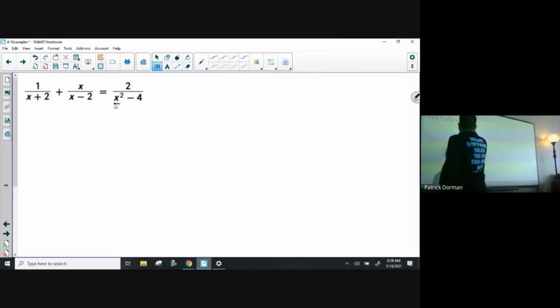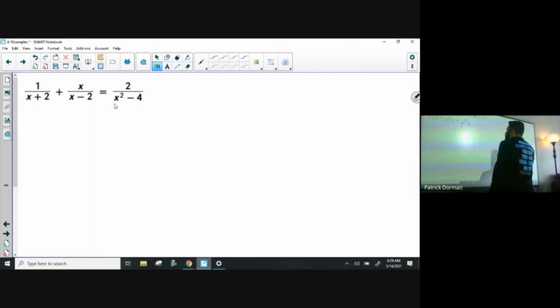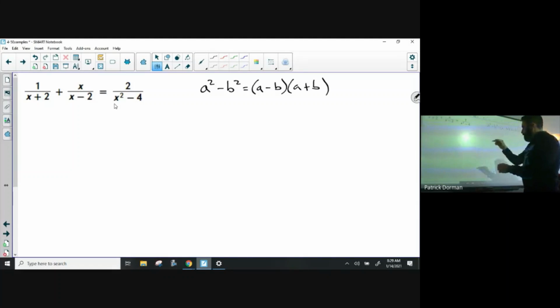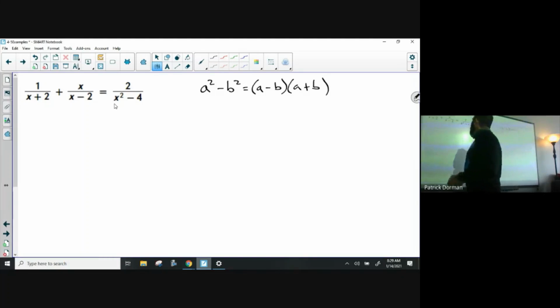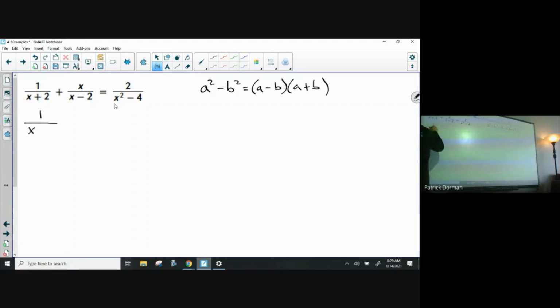So I see something that can be factored. Let's factor it. This turns out to be a difference of squares, which follows a formula. Let me write down that formula just for grins. It turns out that it is a minus b times a plus b. It's just a rule we learned about before. And so I'm going to factor it using that concept.